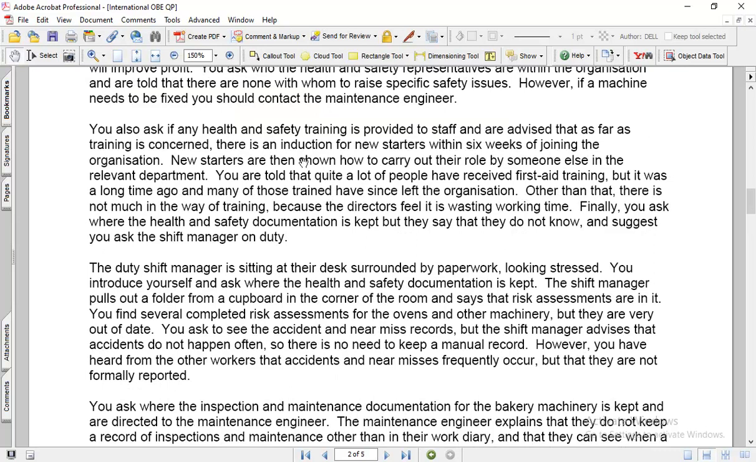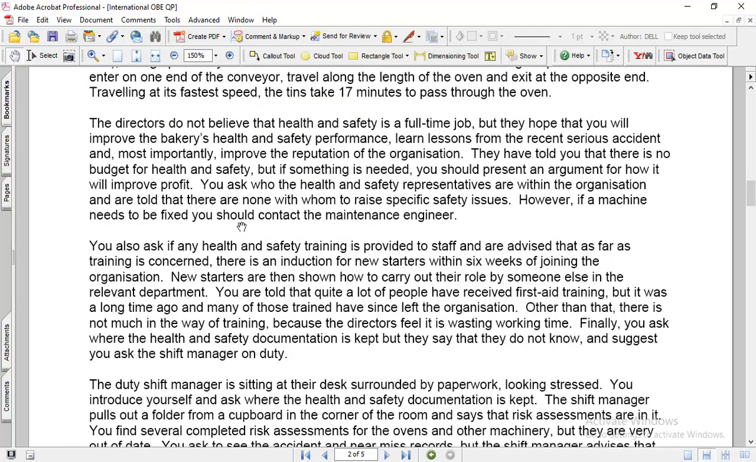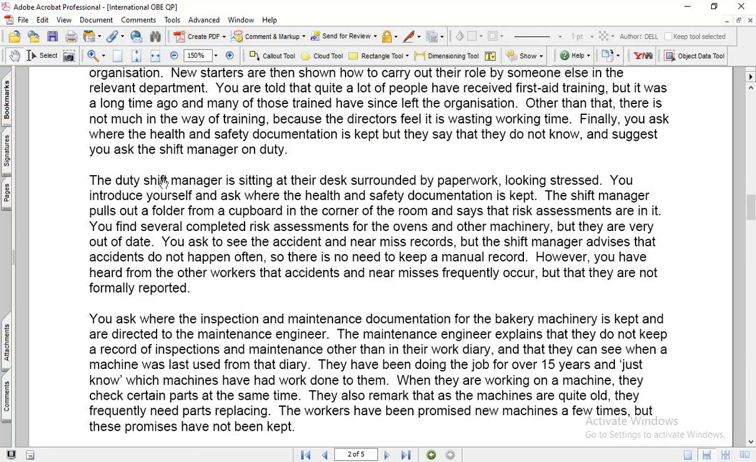So we had discussed the health and safety arrangements available in the bakery organization. The duty shift manager is sitting at their desk surrounded by paperwork looking stressed. So there is a stress situation available.